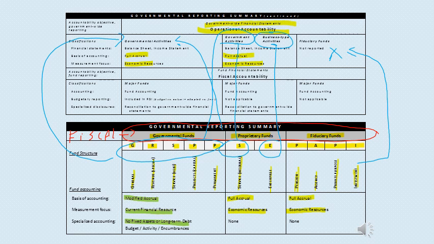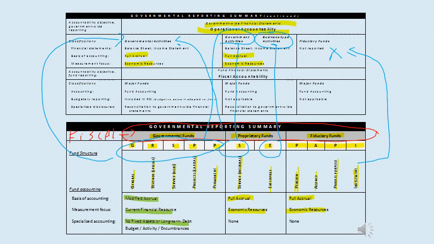Internal service fund, enterprise fund, fiduciary funds, pension fund, agency fund, private purpose trust fund, investment trust fund, giving us the mnemonic GRASP, C, PAPI. It tells you that the governmental funds use modified accrual accounting, current financial resources measurement focus. So under those, we are not going to have any fixed assets, and we're going to be learning more about our budget and our encumbrances a little bit later, in Chapter 3.